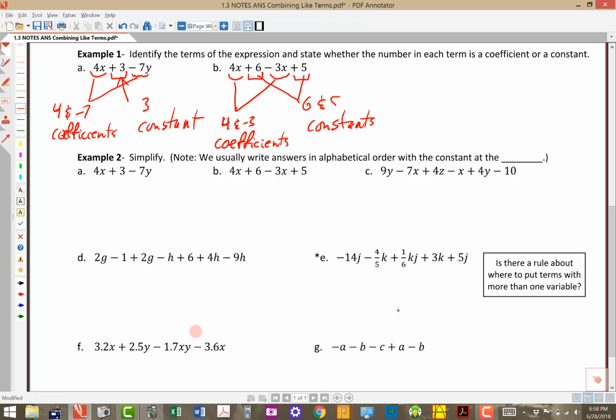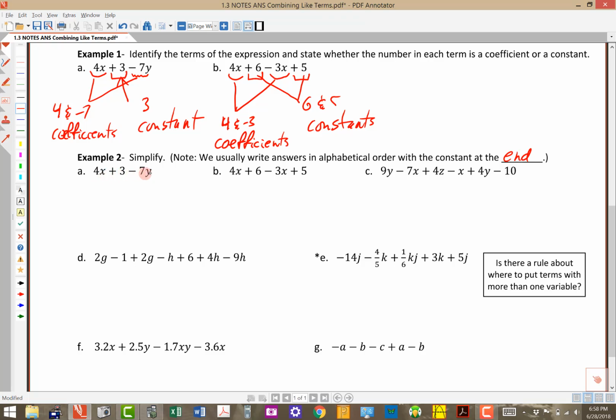And now, before we get into doing these, I want to remind you that we usually write answers in alphabetical order. We always write them in alphabetical order, and usually with the constant at the end. So we write the plain old number at the very end. So we're going to go through here and take a look at this. We've got a 4x, we've got a plain old 3, and then we've got a -7y.